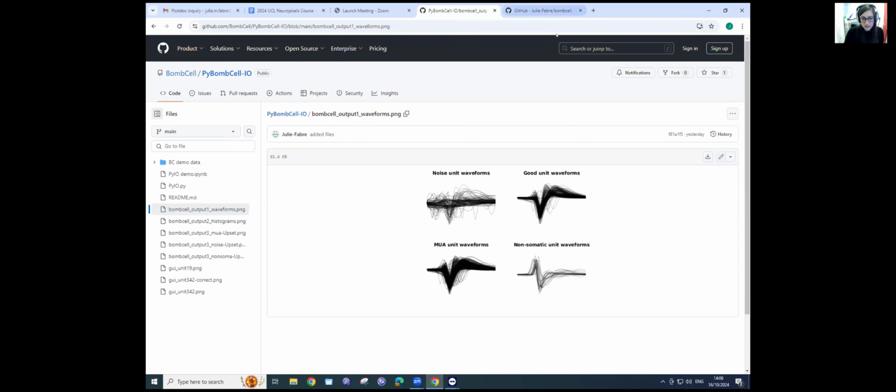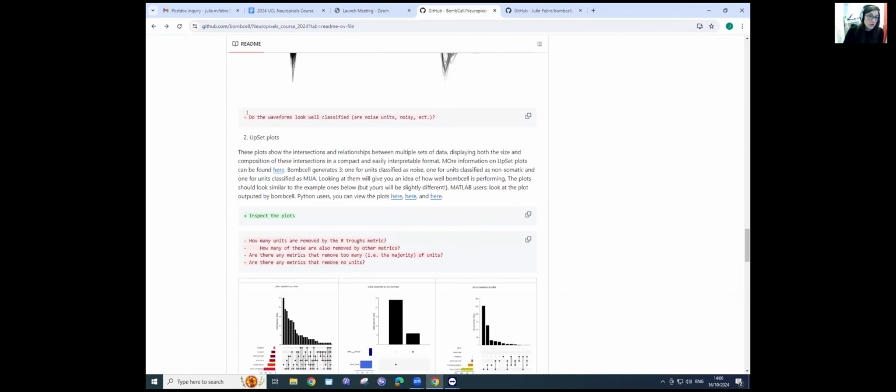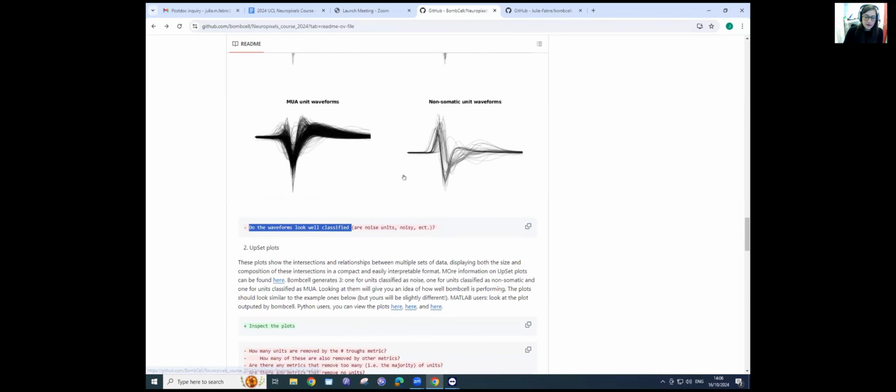And the rest of the plots will help with this too. So, sorry, I need to go back actually. So this was the question, do the waveforms look well classified? Well, I would say that in the good units, there's potentially something a little bit weird going on in a small subset of units.